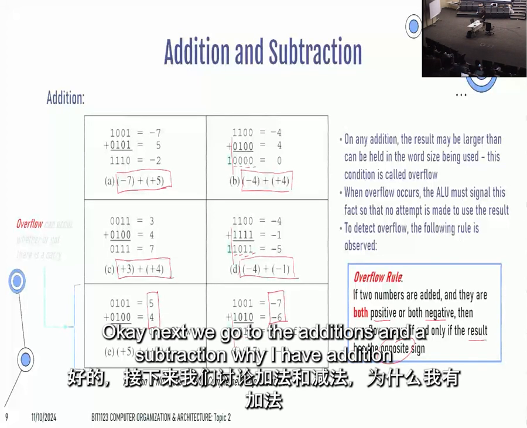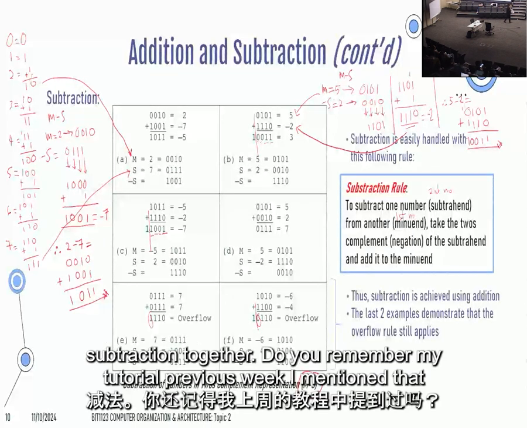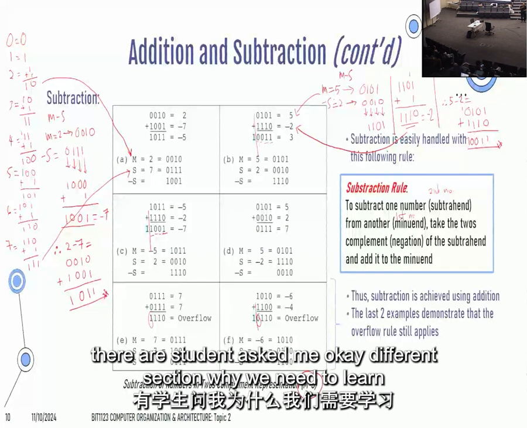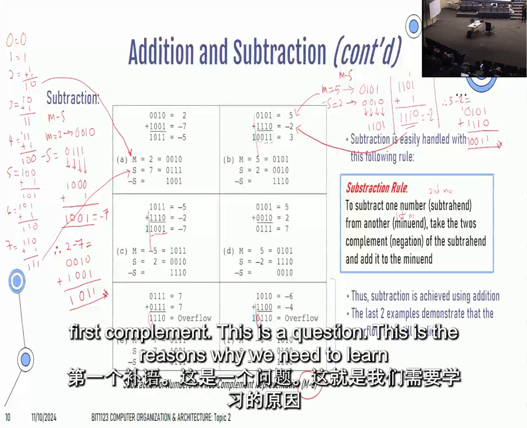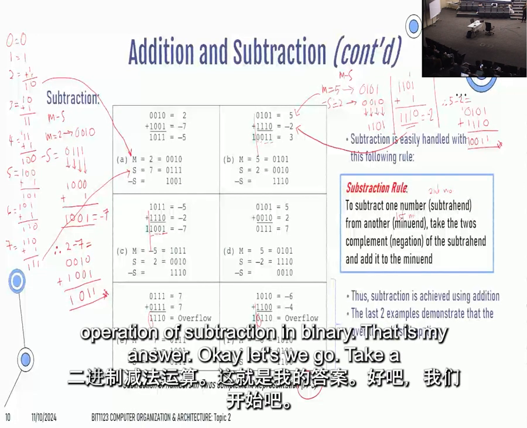Okay, next. We go to addition and subtraction. Why do I have addition and subtraction together? Do you remember my tutorial previous week? I mentioned that there are students who asked me, in a different section, why we need to learn first complement. This is a question. This is the reason why we need to learn about first complement, because first complement will help us to do any subtraction operation in binary. That is my answer. Okay, let's go.